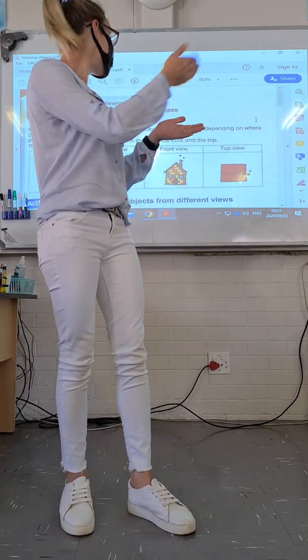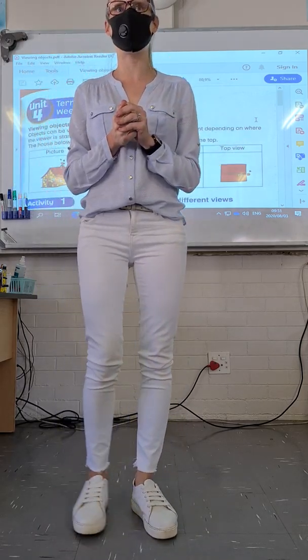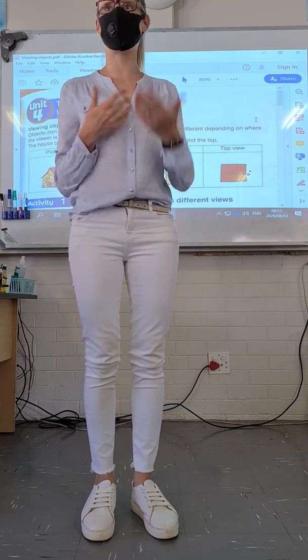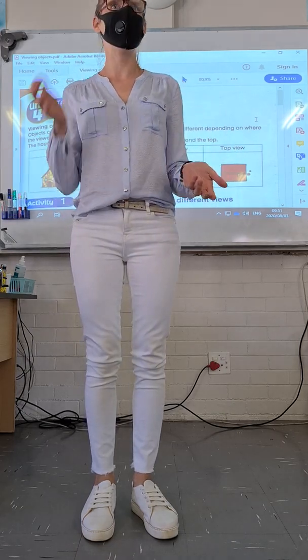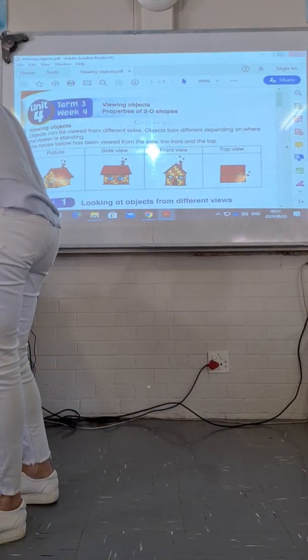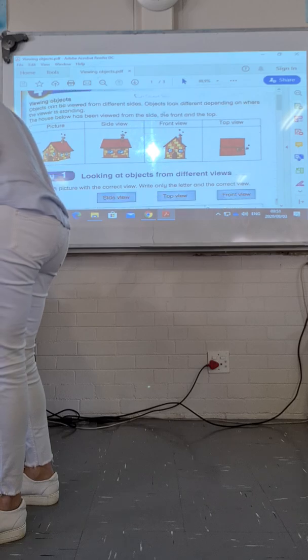So I'm going to skim through a few of the pages, and we're not actually going to do some of the work in our books. We're just going to discuss it so that we work through it quickly. Okay, so the first thing we're going to discuss is our shapes here, as you can see. We're going to discuss views.